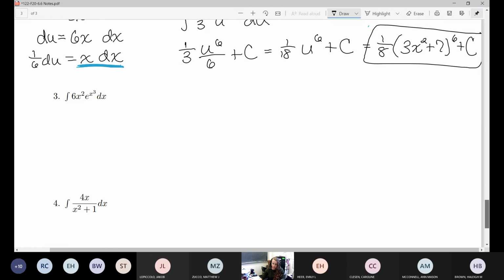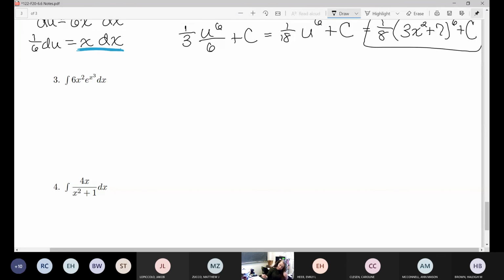Let me tell you your u values for these last two. And then again, we'll call it a day. And again, I'll write out the full answers before I post these on Blackboard. For the third one, your u is going to be the x cubed from the e. So if you have an e to the something, it should be that something. And then in the fourth one, it will end up being your denominator of x squared plus 1. So I'll do those full out before I post them on Blackboard.